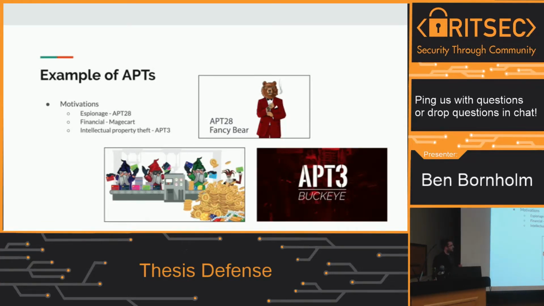And then our last APT is MageCart, which was very recent, within the last year. MageCart was an APT that put credit card skimmers on websites, including Ticketmaster, Newegg, and British Airways. So when you went to check out, it sent your credit card to the payment processor, but it also sent your credit card off to MageCart, right? Thousands and thousands of people were affected by these actors stealing credit cards.